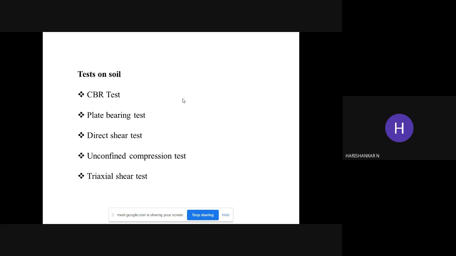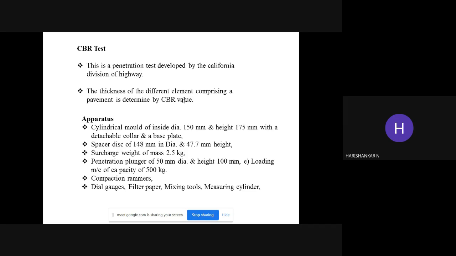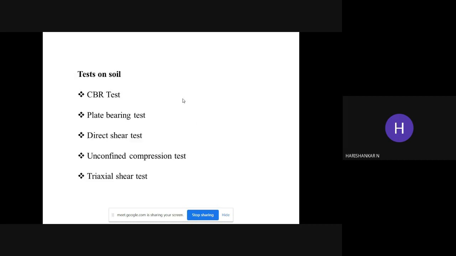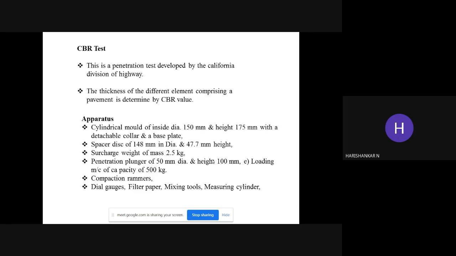Okay, so in soil we can do the following tests, just like a CBR test, plate bearing test, then direct shear test, unconfined compression test, then triaxial shear test. So all these tests can be used. So you may be knowing the tests in detail. If you want to do the CBR test, then you may be knowing the steps. So here you have to make a mold first. That mold should have the following dimensions, 150 mm diameter and 175 mm height.